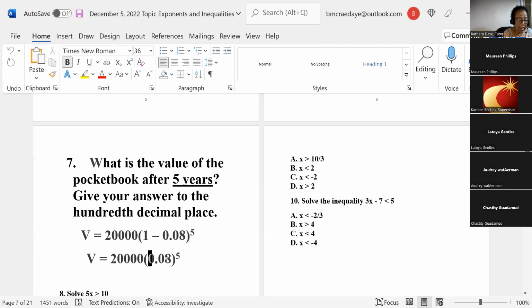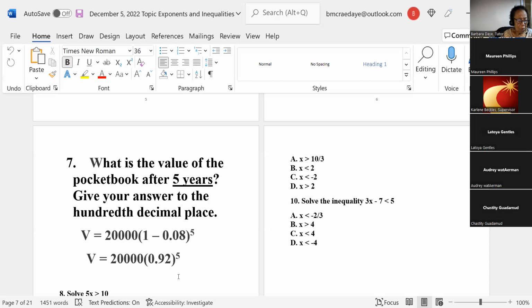And 0.08 from 1 is 0.92. And you can put it in your calculator and get the power of point. Now, does everybody know how to put that in their calculator? You didn't do that, Audrey? Well, I just put 1. I put my 2000 outside the parentheses, and I put the 1 on the inside and subtract the 0.08 times the 5.